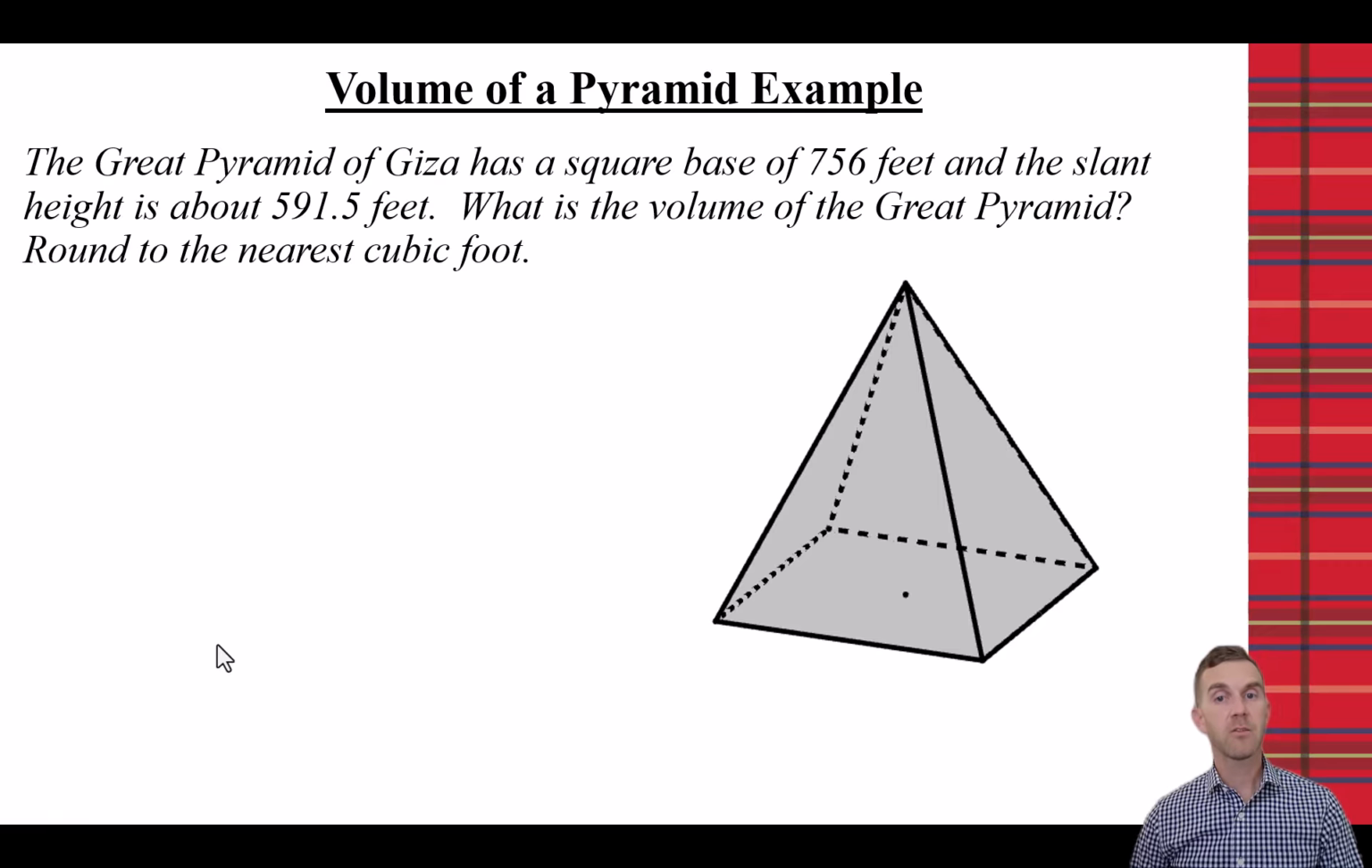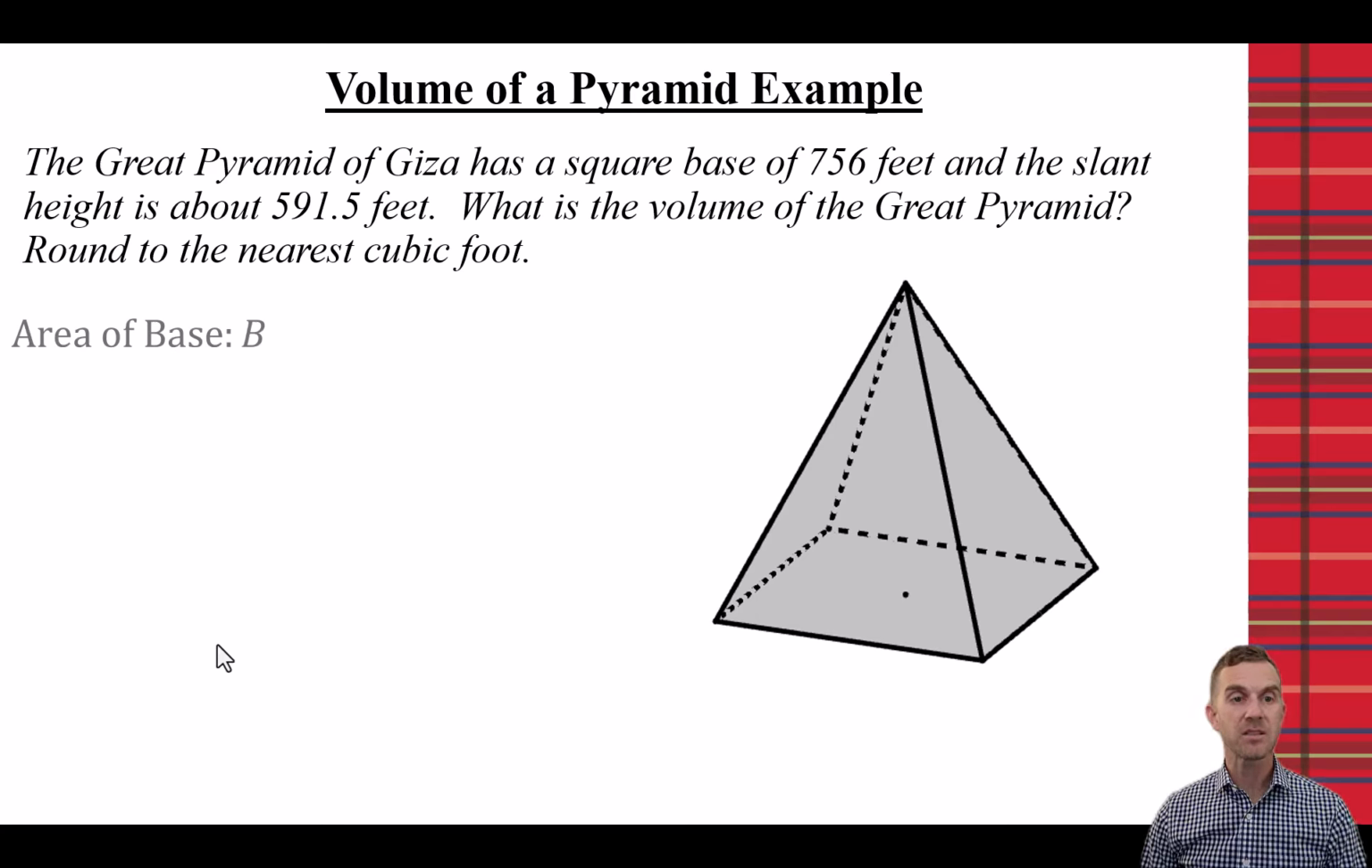Now, what if we have the volume of a pyramid? Here we have the Great Pyramid of Giza, which we know has a square base that is 756 feet. And it's calculated that the slant height is about 591.5 feet. And we want to know the volume of the Great Pyramid. How much space does it take up? And so what we can do here is use our formula for a pyramid. But let's start with the pieces we know.